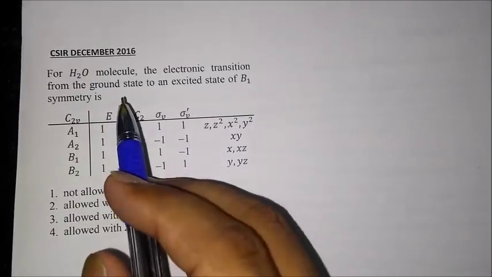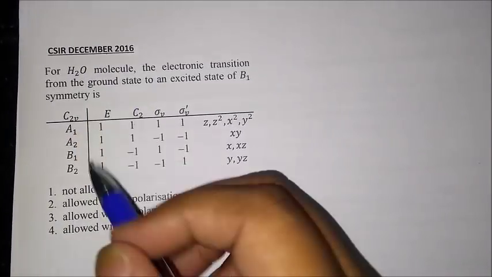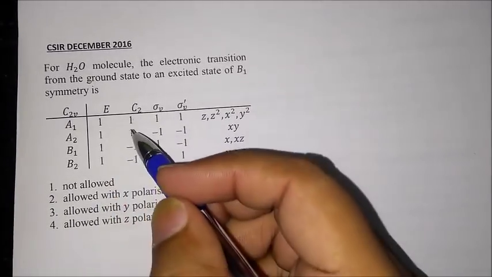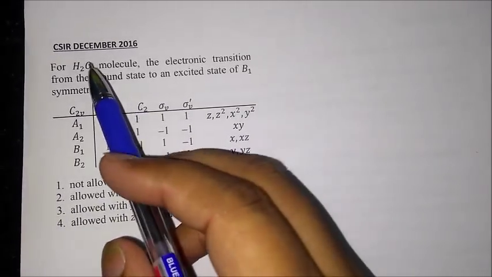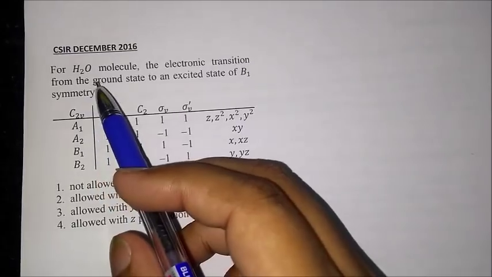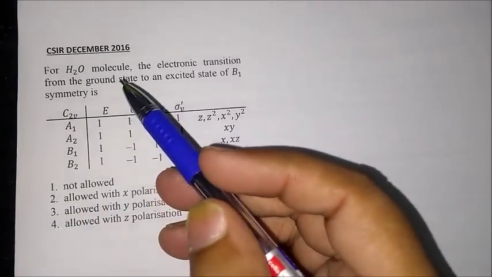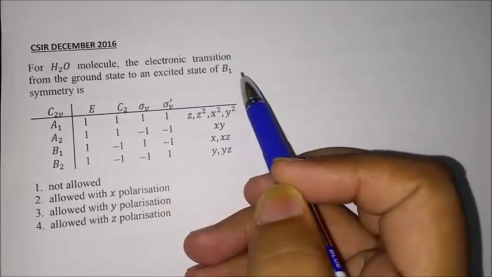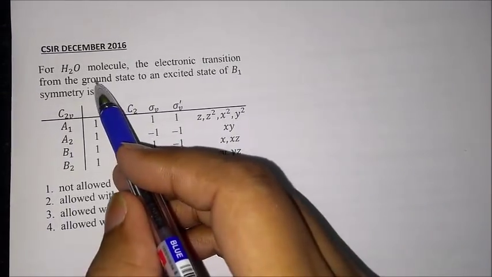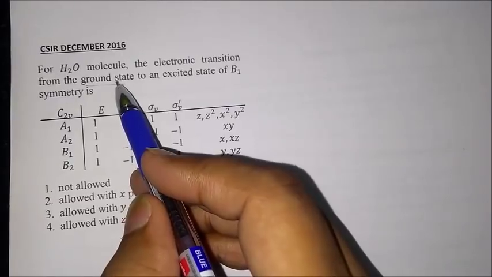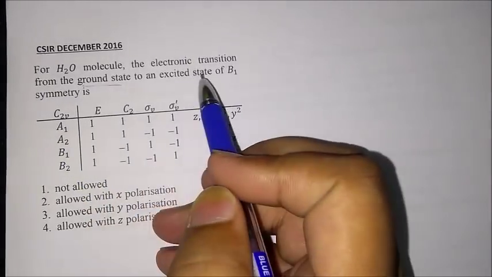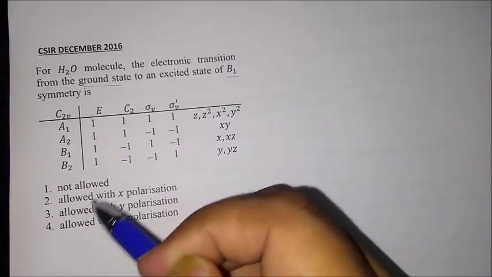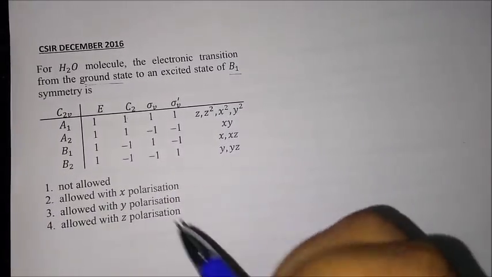Okay, so let's take one more last question from the December 2016 exam, and this is based on the polarization concept, so I want to include that in this video, which is why I'm taking this question. It is given that for the H2O molecule, that is for the C2v point group, the electronic transition from the ground state to an excited state of B1 symmetry is. So you have to take the ground state as A1 and the excited state as B1. And they have asked whether it is allowed, not allowed, or with x polarization, y polarization, or z polarization.